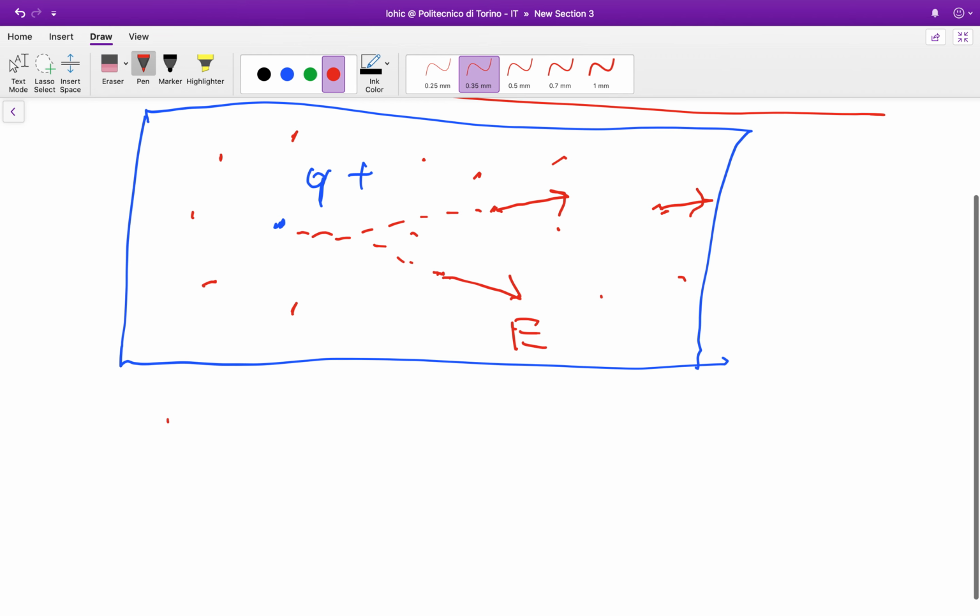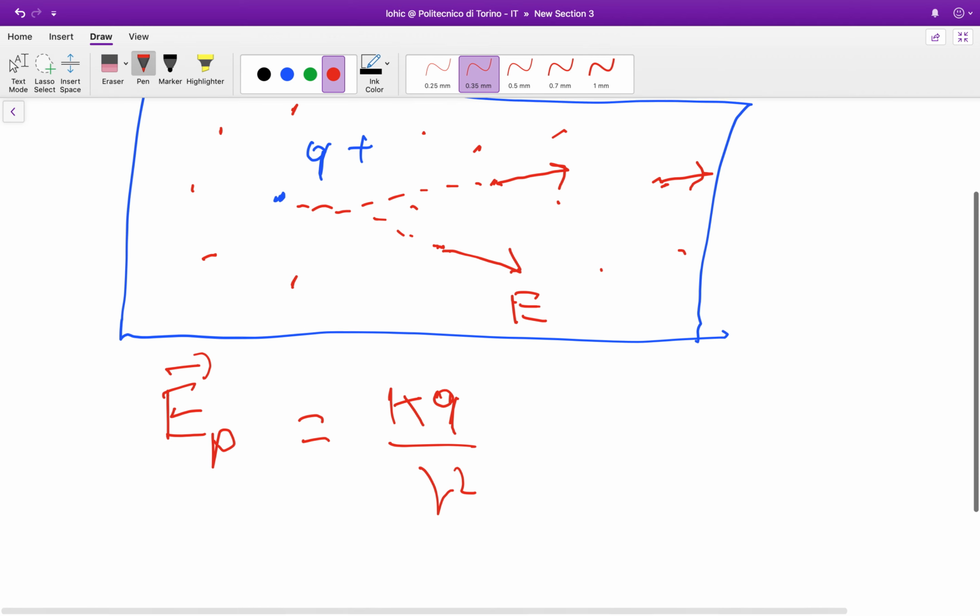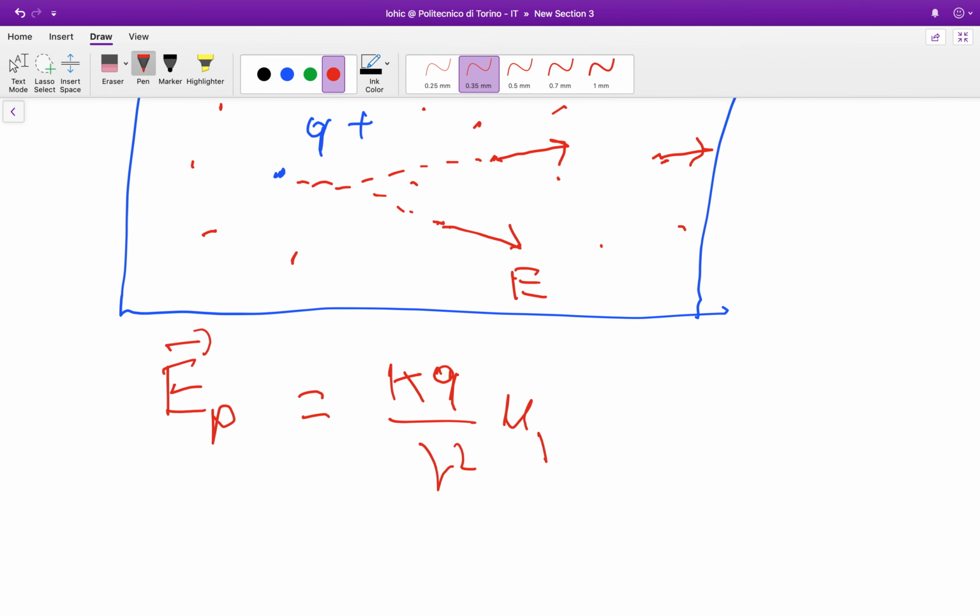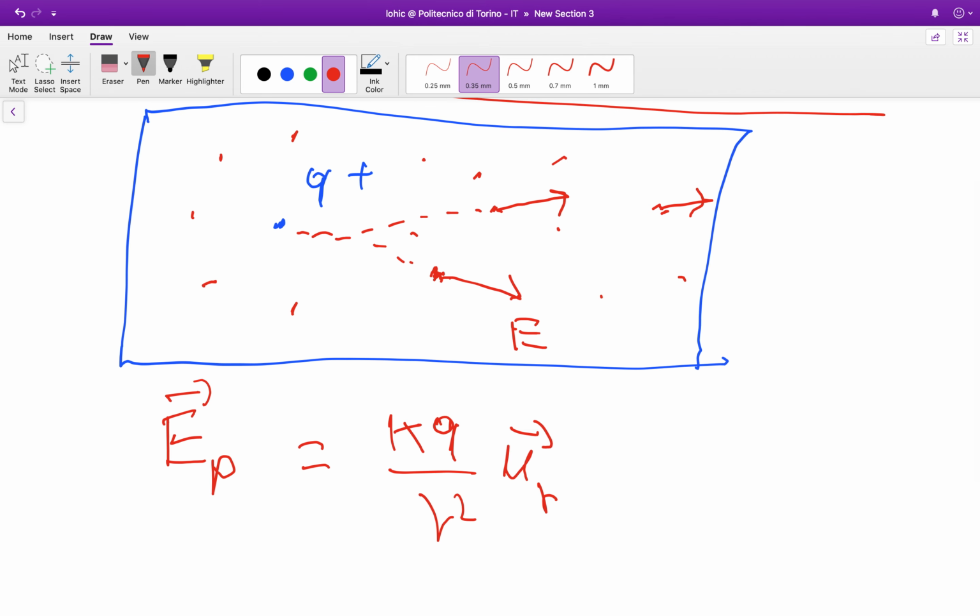So the field at any point, that is a vector, is equal to, as we saw last time, K multiplied by the charge Q divided by R square, all multiplied by the direction of the field. Yes or not? No, this means the field at any point. So for example, imagine that this is the point P, this is the electric field at the point P. Is that clear?